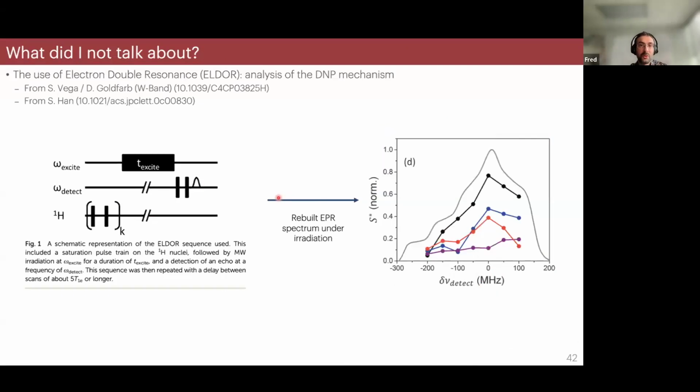There are things I did not talk about during this talk, which are other applications of EPR. For instance, the ELDOR experiment, which has been used by the Goldfarb group and Songi Han to understand how DNP works under static conditions and how the EPR spectra would look under irradiation. And I put some references for those who are curious about the mechanisms behind.